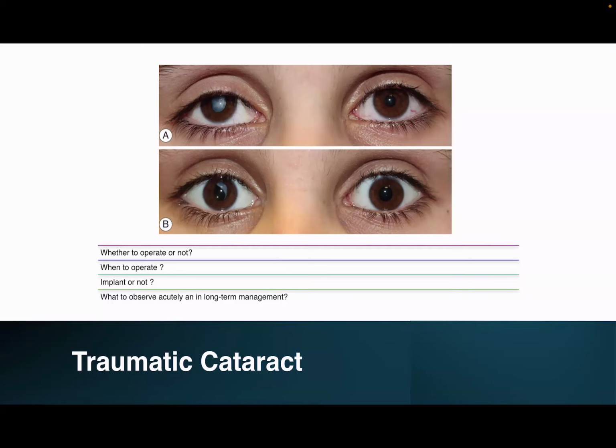What to observe acutely or in long-term management? As in hyphema, we have to observe the inflammation and intraocular pressure, and we have to observe the vision and visual rehabilitation because it's very important. And in any closed injury, we have to look for further injuries in zone 3 that might be hidden by the cataract. B-scan sometimes can be done, if you don't have a risk of hyphema or rebleeding, to check for posterior segment problems as well.